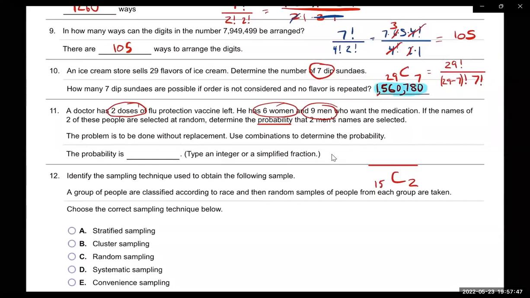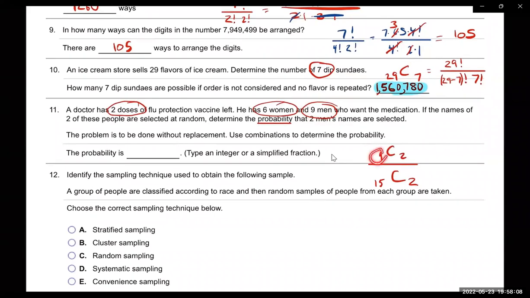And then the numerator is going to be: it says, determine the probability that 2 men are selected. So there's 9 men total, right? So it's going to be 9 choose 2, because there are 9 men and you're selecting 2 of them. So that's the numerator. Now we have to do this on our calculator. First, let's do 9 choose 2. So 36. Is that 36?